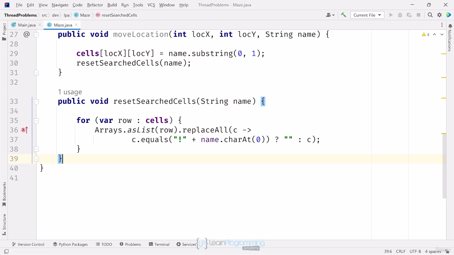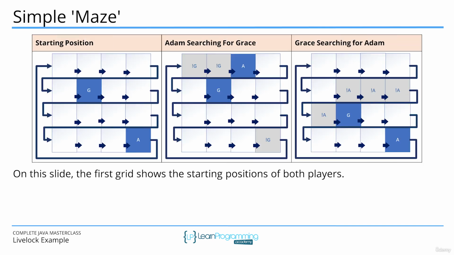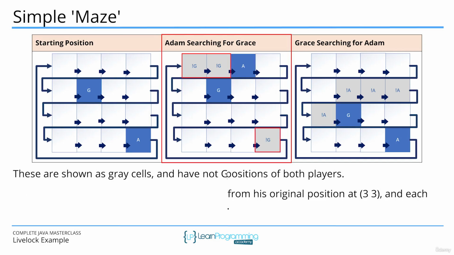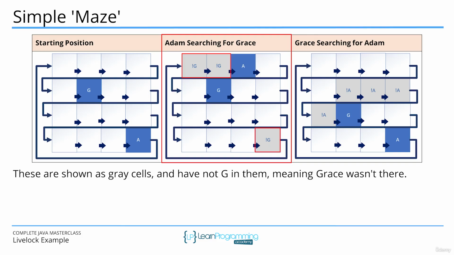Let me show you what this code is doing on another slide. On this slide, the first grid shows the starting positions of both players. When Adam starts moving, the cell he's currently in can be said to not contain Grace, so I'll put a not G in that cell. In the second grid, Adam has moved 4 places from his original position at 3-3, and each cell he's searched so far, he hasn't found Grace. These are shown as grey cells and have not G in them, meaning Grace wasn't there.